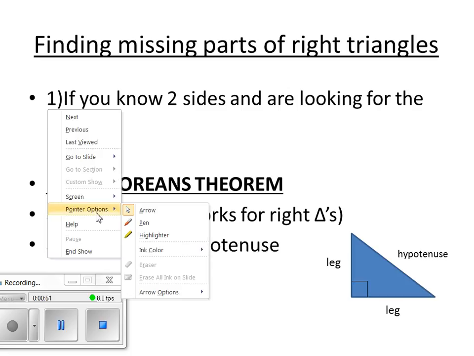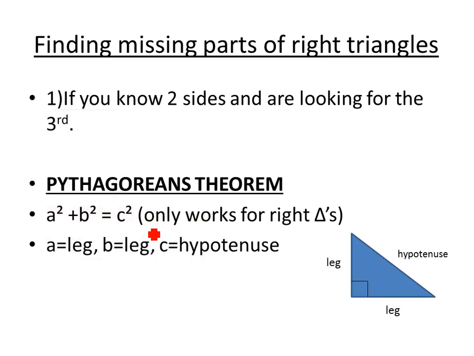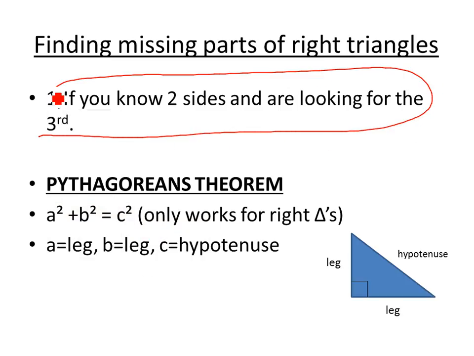Hopefully with Pythagorean's theorem, again, just remember a squared plus b squared equals c squared. A and b are the legs, and c is the hypotenuse. You're going to use Pythagorean's theorem when you know two sides and you're looking for the third side. So if ever you know two sides and you're looking for the third side, that's when you're using Pythagorean's theorem.